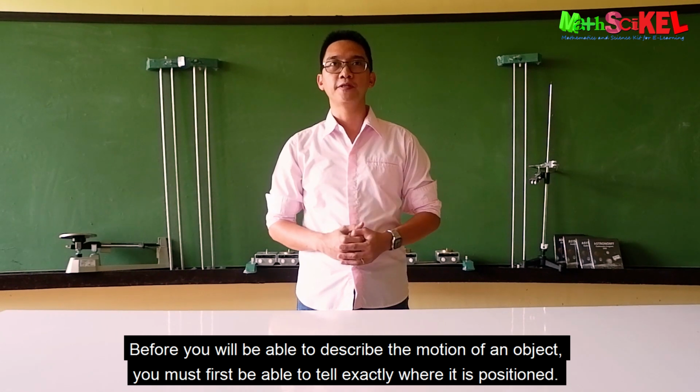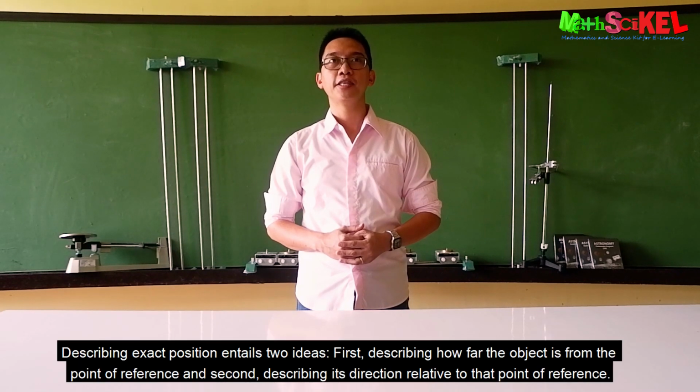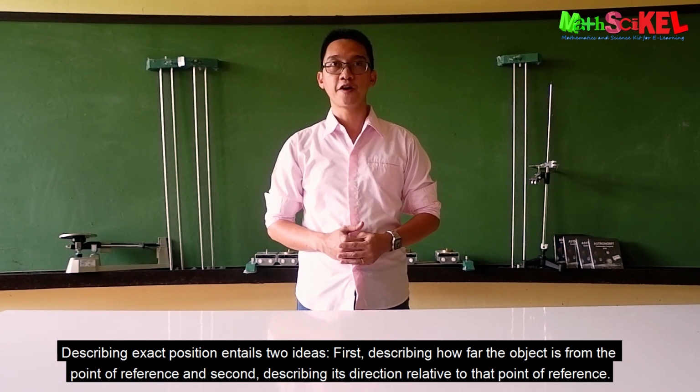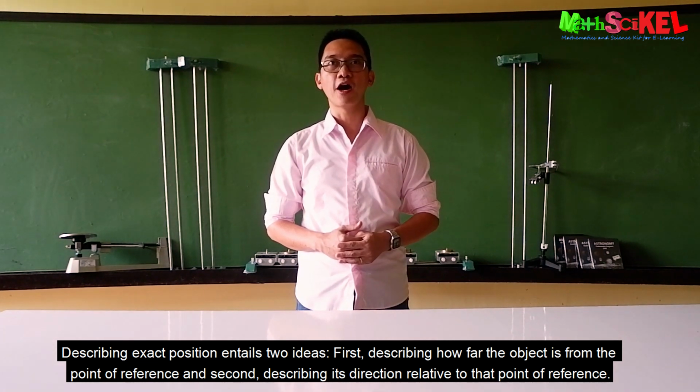Before you will be able to describe motion of an object, you must first be able to tell exactly where it is positioned. Describing exact position entails two ideas. First, describing how far the object is from the point of reference. And second, describing its direction relative to that point of reference.